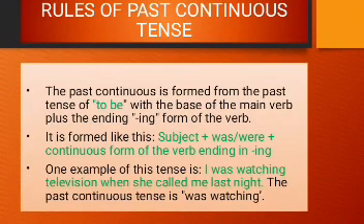Now, what are the rules of past continuous tense? The past continuous is formed from the past tense of to be with the base form of the main verb plus the ending ing form of the verb. It is formed like this: subject plus was or were helping verb, then continuous form of the verb ending in ing. One example of this tense is: I was watching television when she called me last night. The past continuous tense is was watching.